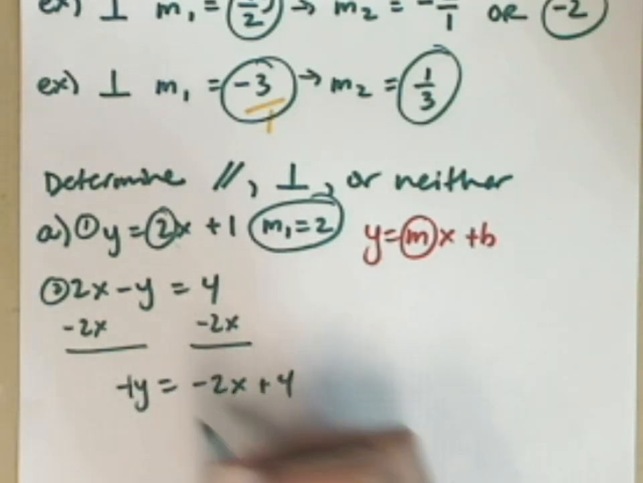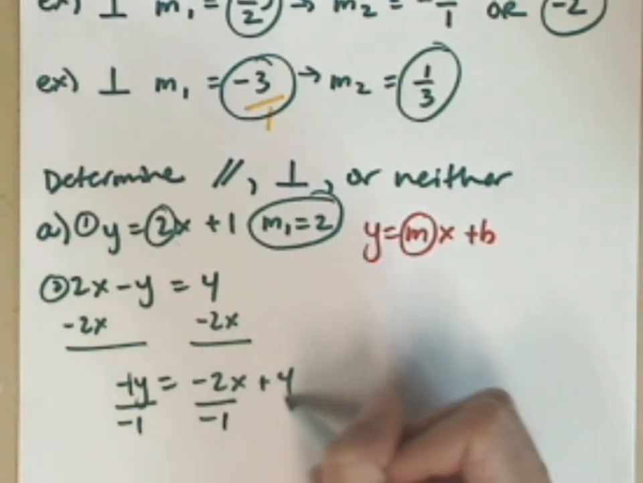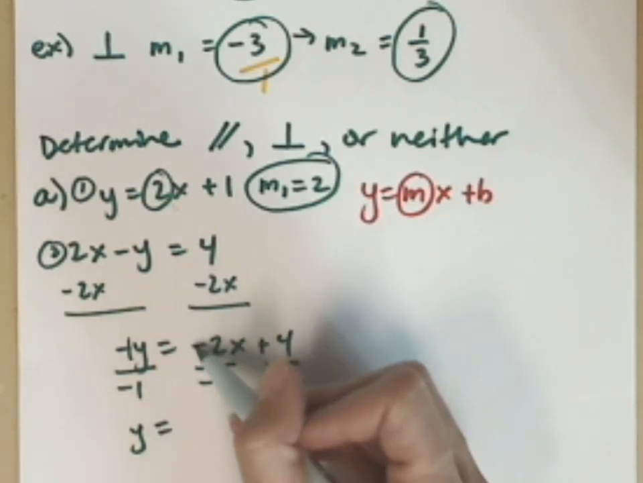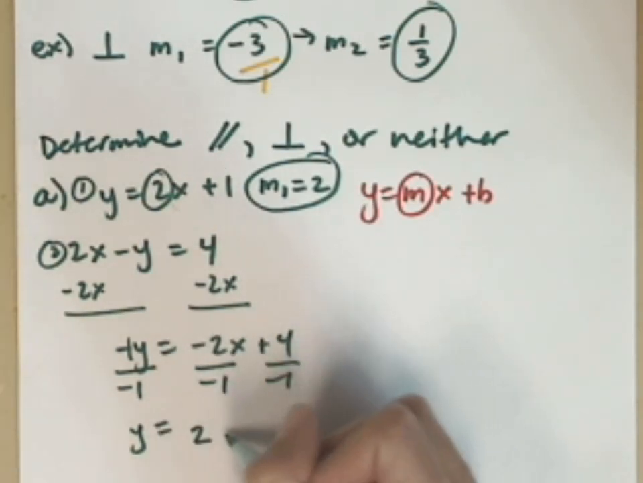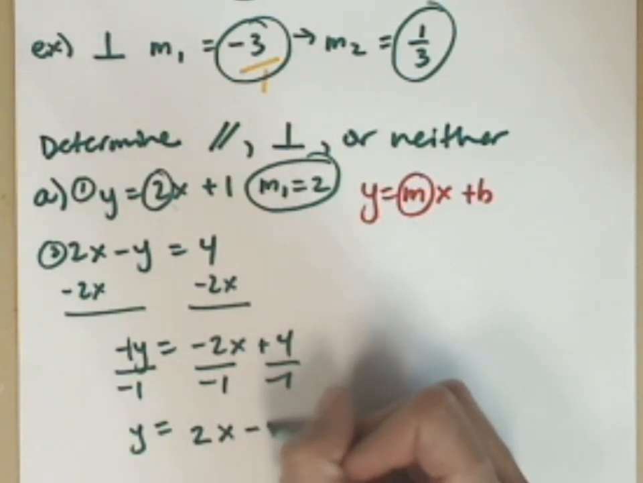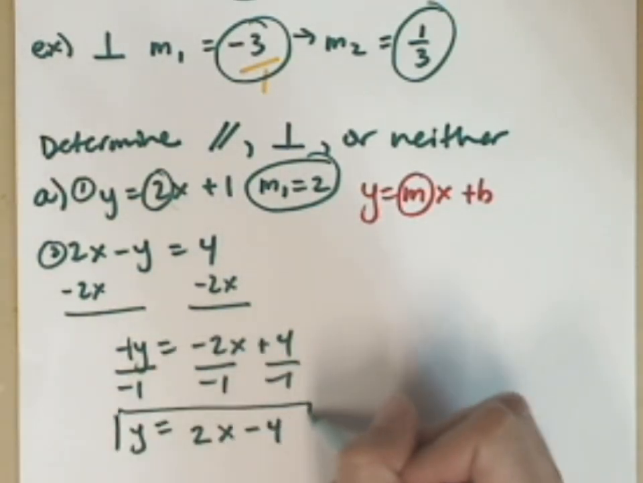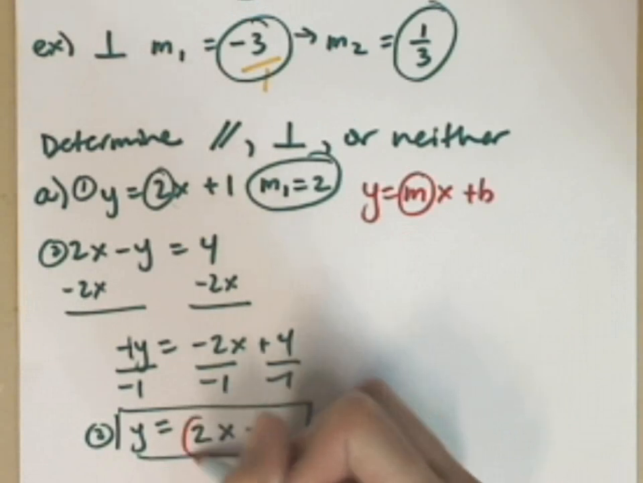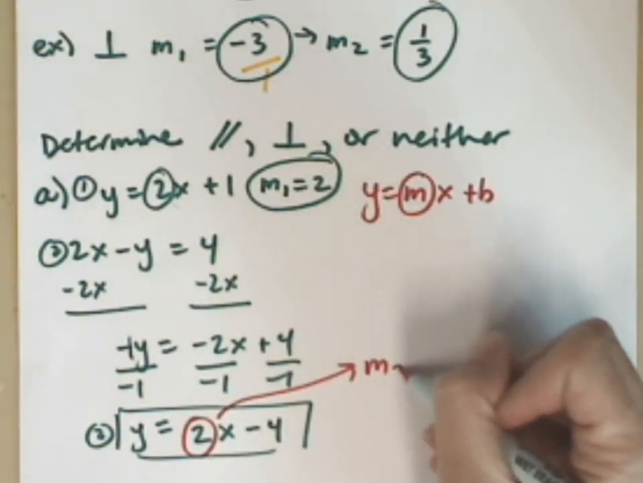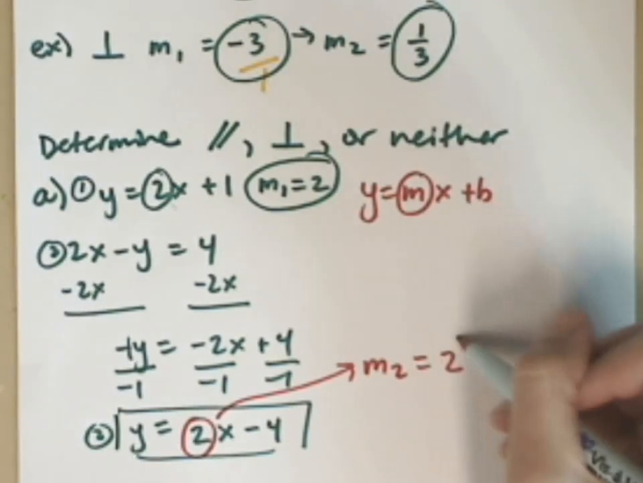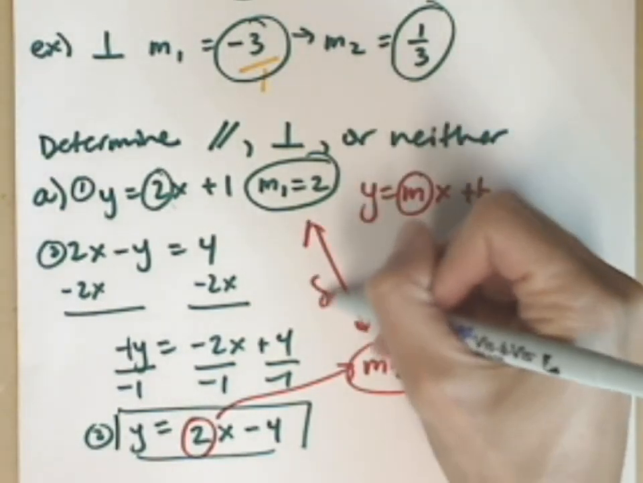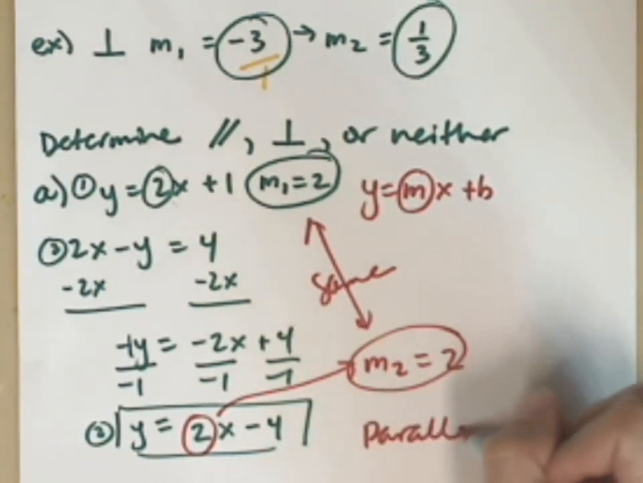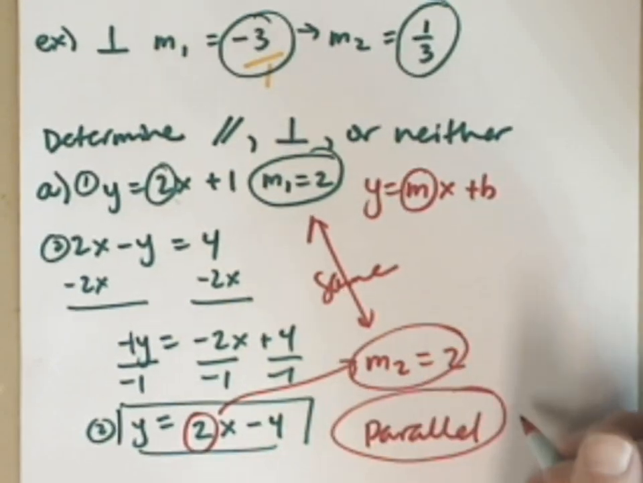I'm almost to y equals mx plus b, but I don't want the negative here. Think of that as negative 1. I'm going to divide all 3 terms by a negative 1, which gives me, finally, slope-intercept form. Y equals negative 2 over negative 1 is positive 2x. 4 over negative 1 is negative 4. Here's my second equation. So this is number 2. I know that my slope is right next to x in this form. So my second slope here, m sub 2, is also 2. So I have the same slopes, which means that these two lines are parallel. So my 2 lines are parallel, and that's my answer.